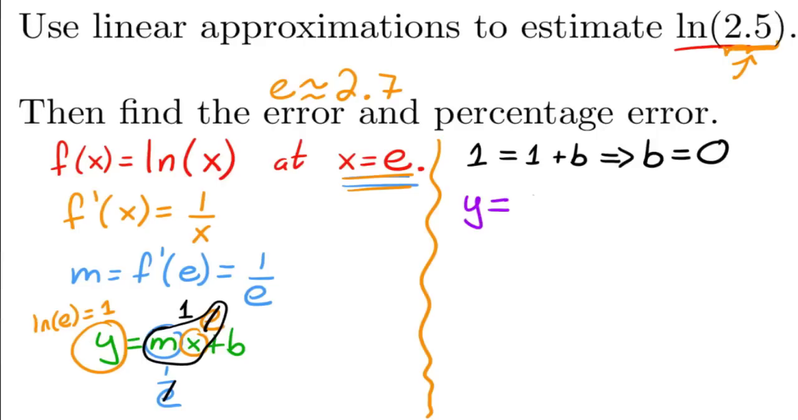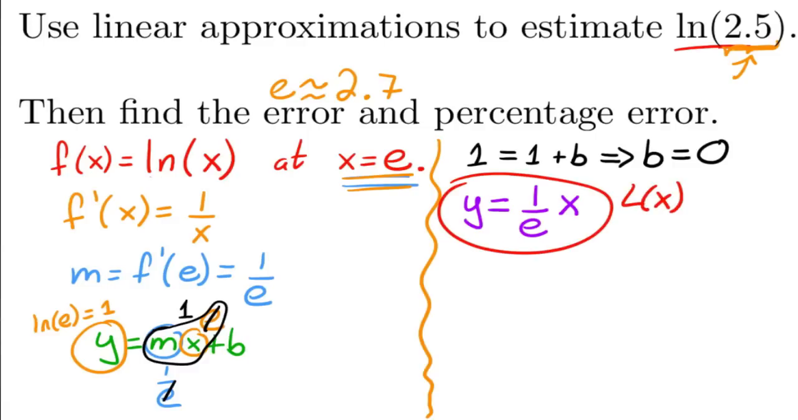y is equal to 1 over e times x. And that's it. That's your tangent line, or also known as the linearization of natural log of x at x equals e.